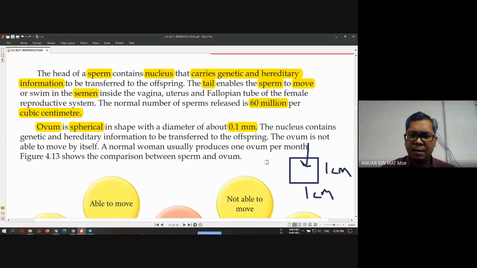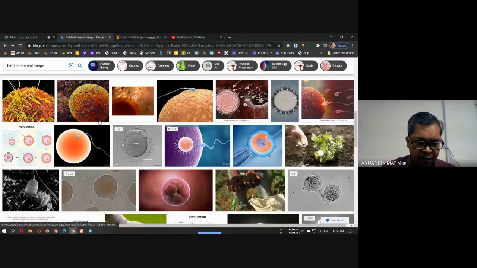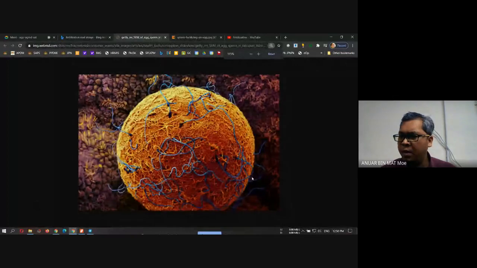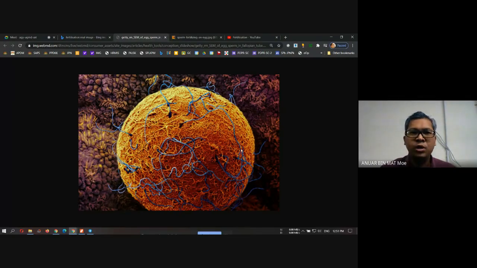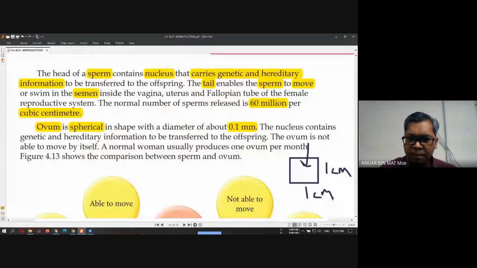Gamete, female gamete or ovum is the biggest cell in our body. You still remember the size of the ovum? If you compare with the sperm, ovum is much bigger compared to the sperm, right? And then how many quantity?